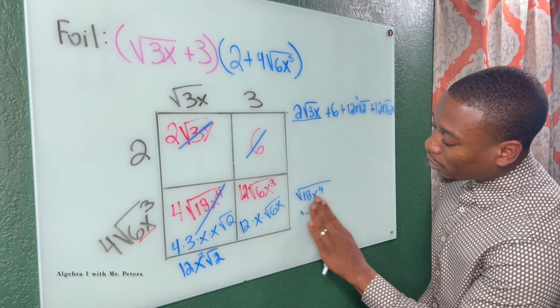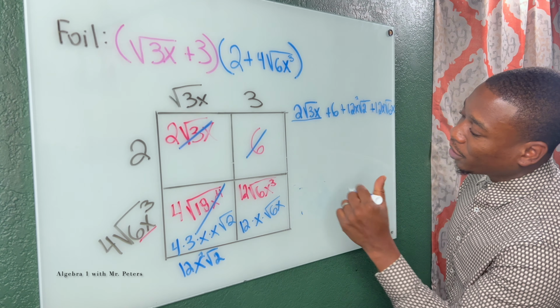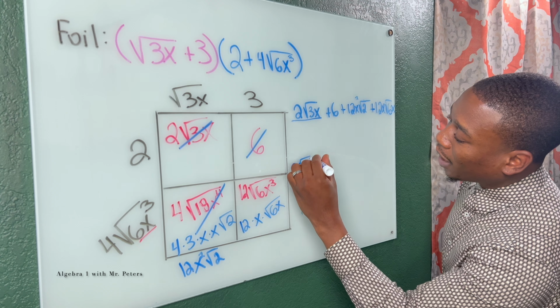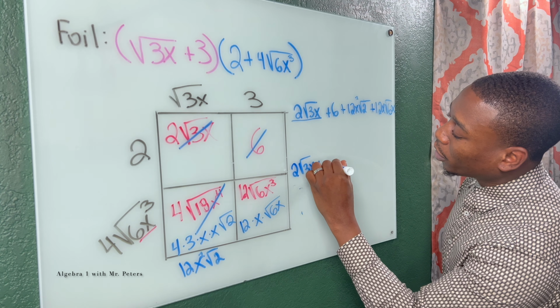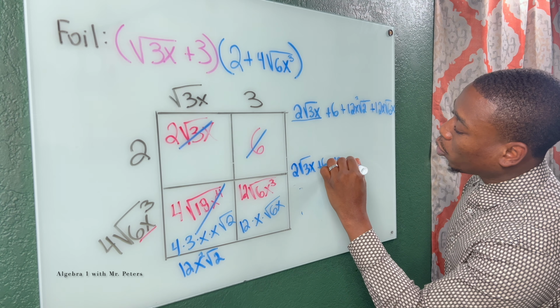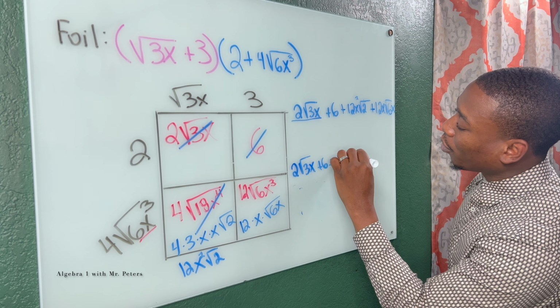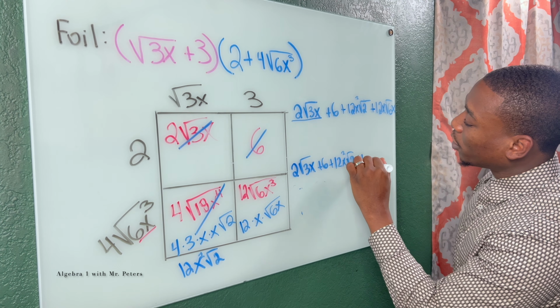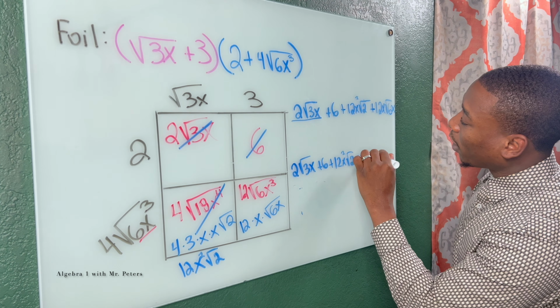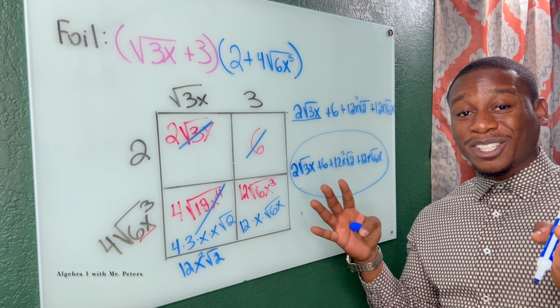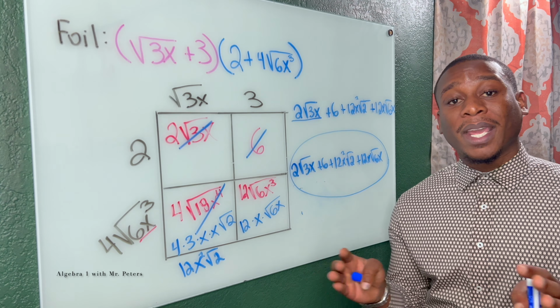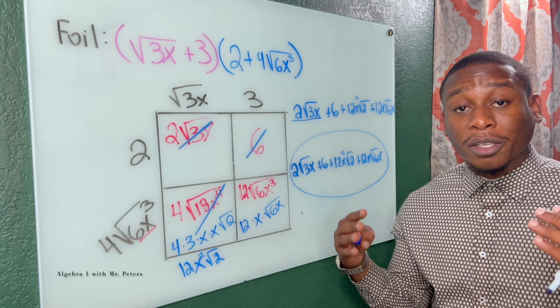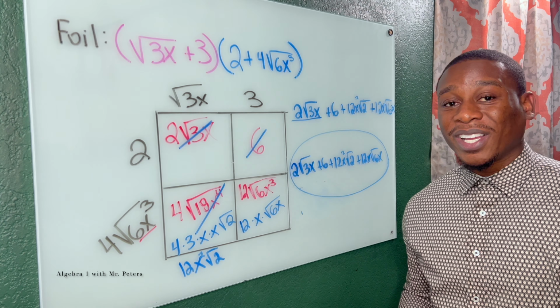So my final answer, let's rewrite this, would be 2 times radical 3x plus 6 plus 12x squared radical 2 plus 12x times radical 6x. So this would be our final answer, and this is why you need to use the box method anytime you're distributing, especially foiling, and you have radical expressions.